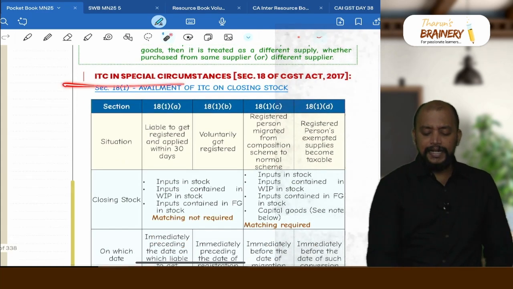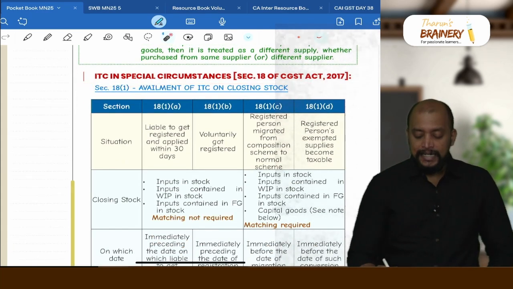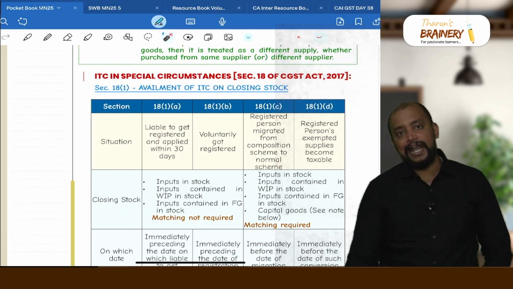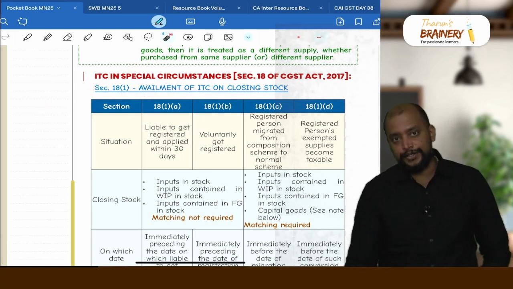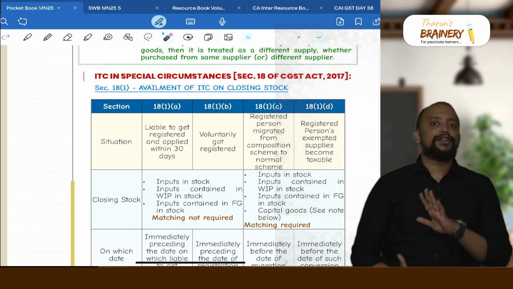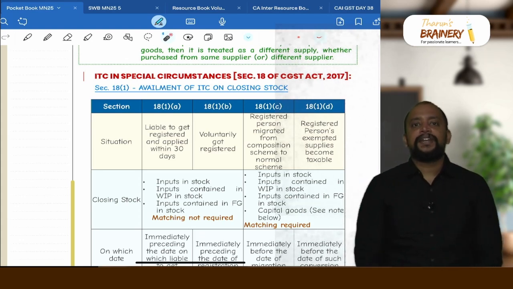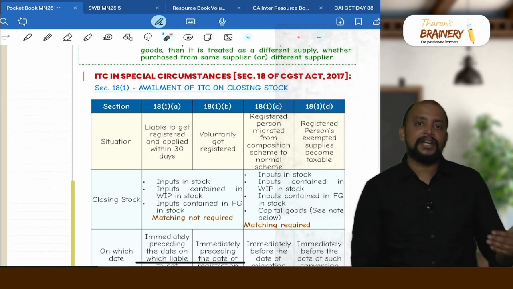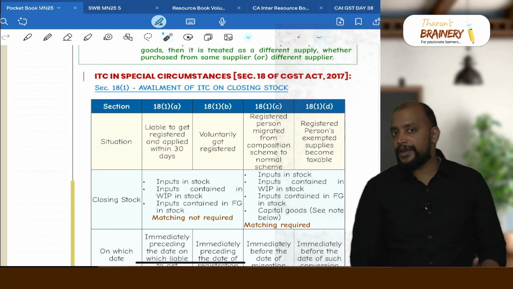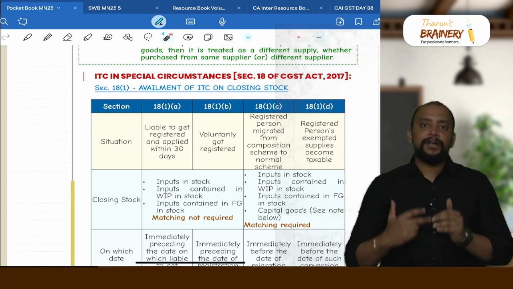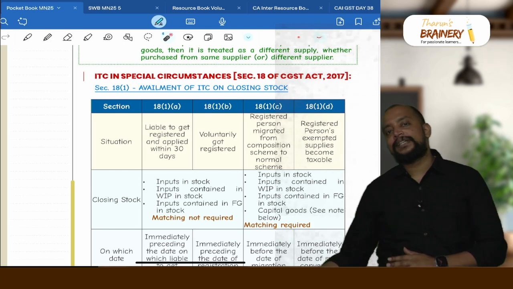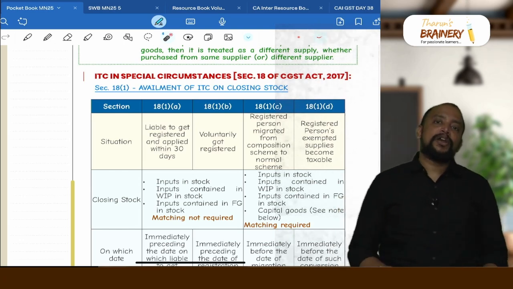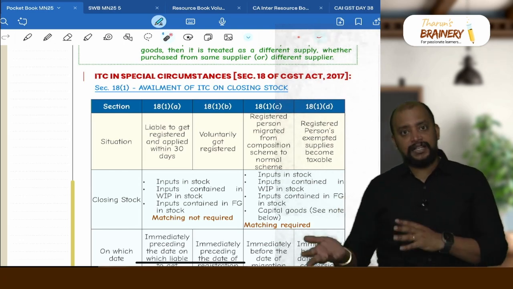Then ITC in special circumstances, section 18 of the CGST Act. Section 18 subsection 1 talks about availment of ITC on closing stock. In 4 situations, we can avail the ITC on closing stock. 18.1a, I am liable to get registered, and I make application for registration within 30 days. 18.1b, voluntary registration. 18.1c, I am under the composition scheme and I am going into the normal scheme. 18.1d, so far my outward supplies were exempted, now they became taxable.